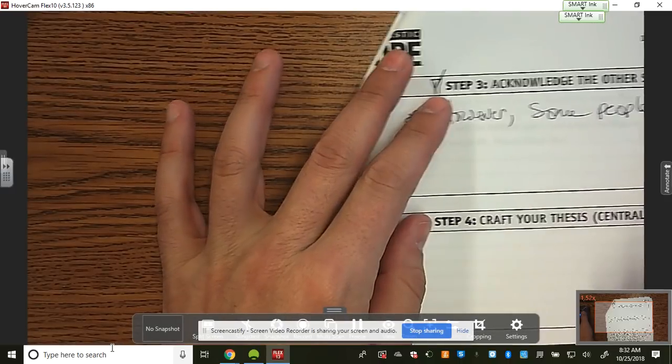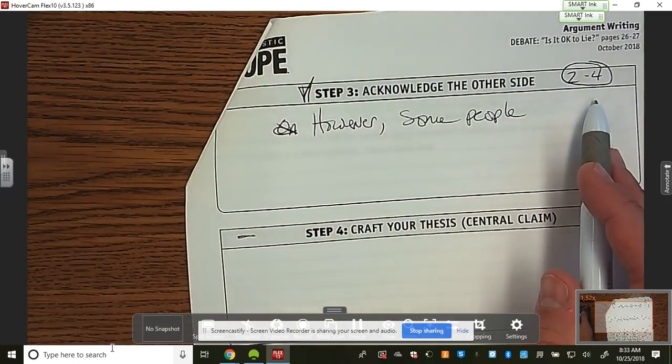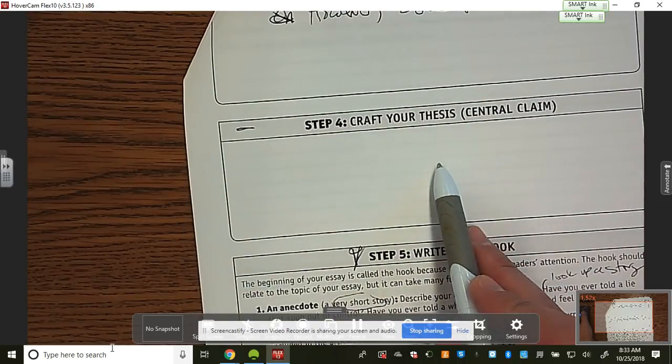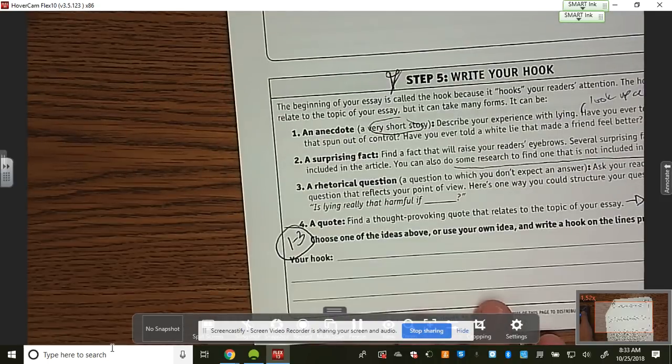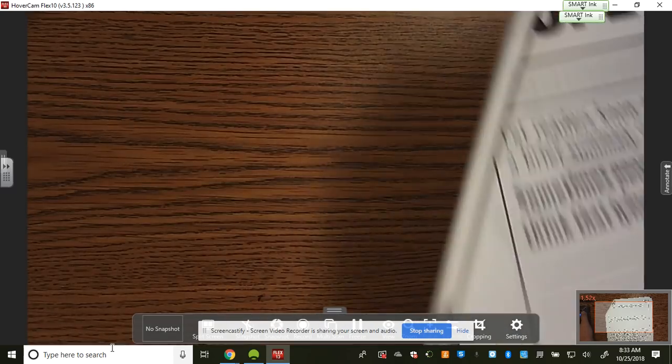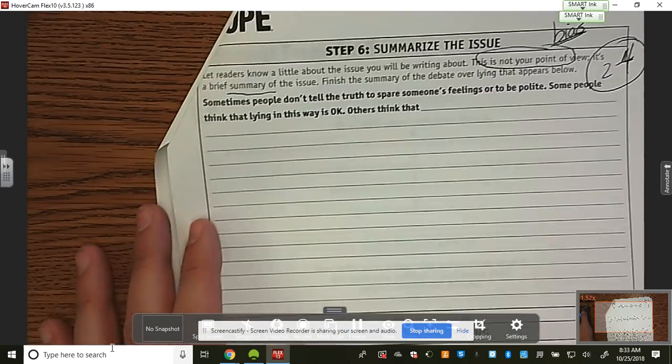You're going to acknowledge the other side in 2 to 4 sentences. You're going to skip thesis and central claim. You're going to write an awesome hook. And then you're going to summarize the issues.